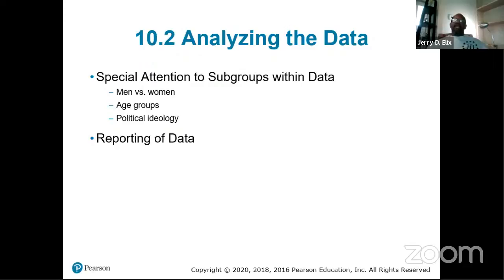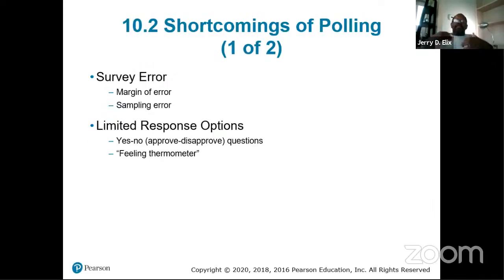We report on the data through different documents, either straight reporting of what we found, or how it correlates to a certain amount of research that we're doing. Now, some of the shortcomings of polling are these: survey error. You may have a margin of error or a sampling error. A margin of error is simply the amount or percentage that may be off depending upon the group we're sampling. You may see on some polls that there may be a 2-3% margin of error.